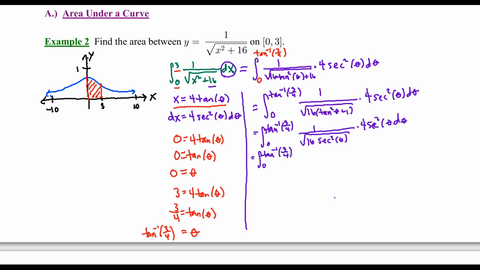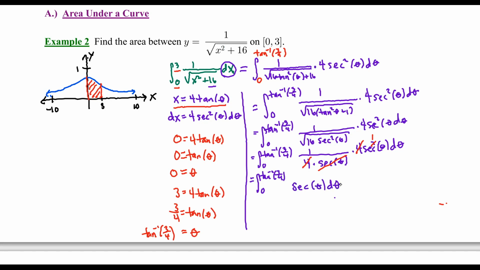So splitting the radical up, the square root of 16 is 4. The square root of secant squared, of course, is secant theta. And this is going to simplify nicely. So we can see that not only do the 4's cancel, but one of the secant factors cancels. So the problem that we need to execute becomes the integral from 0 to inverse tangent of 3/4 of secant of theta d theta.